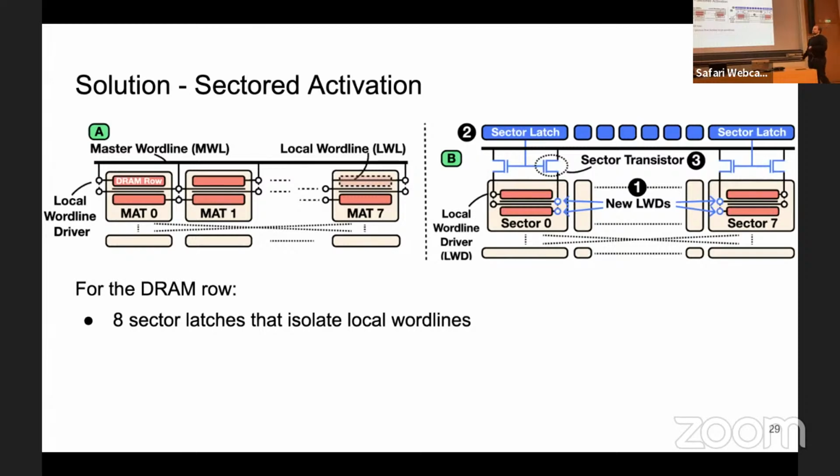And what we do is, for every DRAM row, we isolate the mats from the master word line or global word line by adding in some extra local drivers. Basically, we don't activate them. In the normal DRAM architecture, we sort of have activators that go onto 2 mats. We now make sure that every mat has its own local drivers. And we add 8 sector latches that isolate these mats from the word line, so we have these transistors here, basically, so that information is only passed down to a mat. So an activation command is only able to get through to a mat when that sector latch is set to 1.